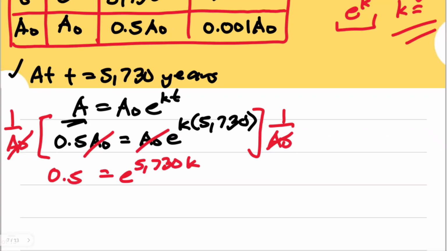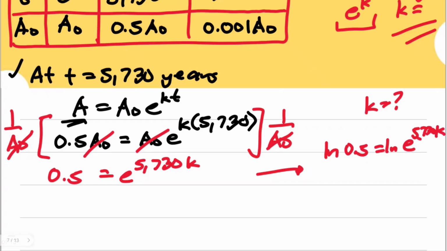5,730k. Of course, let me show this here. If you would really like to solve for k instead of e to the power of k, what you can do here is to take the natural logarithm of both sides. You'll have here e to the power of 5,730k.